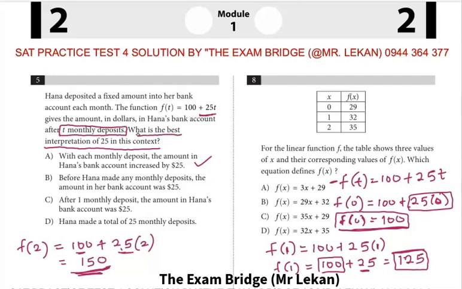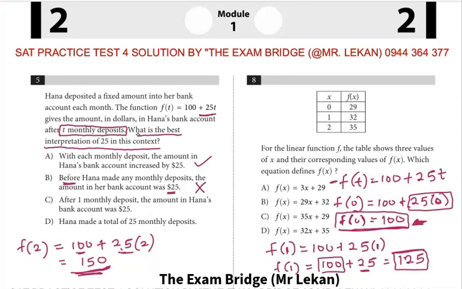B. Before Anna made any monthly deposit, the amount in her bank account was 25. No. Before is when t was 0. When t was 0, the amount in her account was 100. Yeah, this is what they are talking about here.